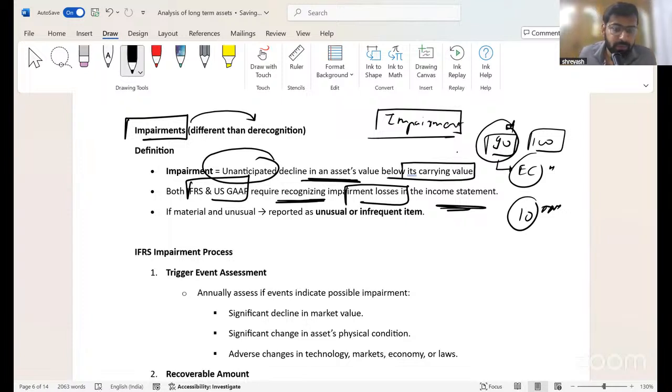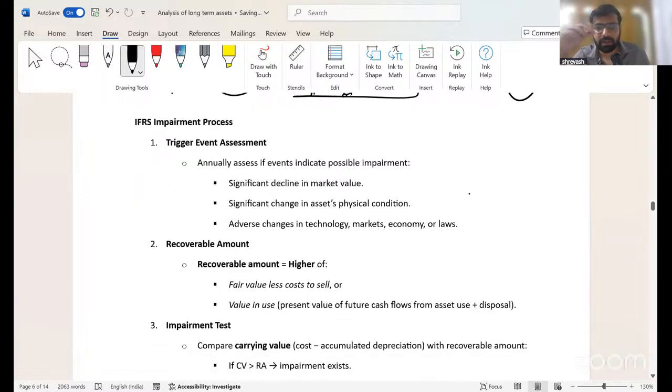And if the impairment loss is material, that is, it is very high or of significance, and it is unusual or infrequent, it will be recognized as an unusual or infrequent item in your books of accounts. Again, this is just a normal thing, not very important. Let us understand the impairment process both in case of IFRS and US GAAP. Let us start in case of IFRS.